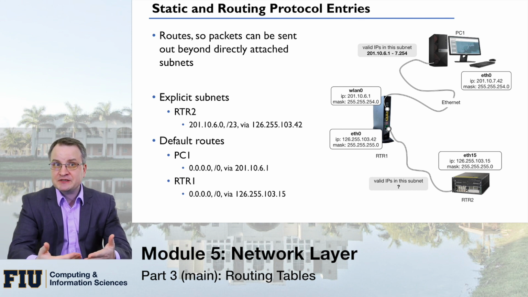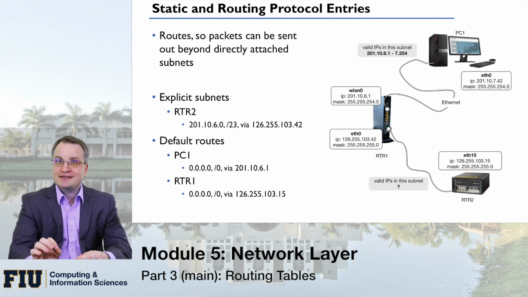Which simply means that router 2 can configure this specific entry, 201.10.6.0/23, that needs to be reached via 126.255.103.42. So that would be the routing entry that you can create either explicitly, manually, or it can be created automatically if we're running some form of routing protocols, and that will be the subject of a separate part in this module. So that is the configuration of router 2.